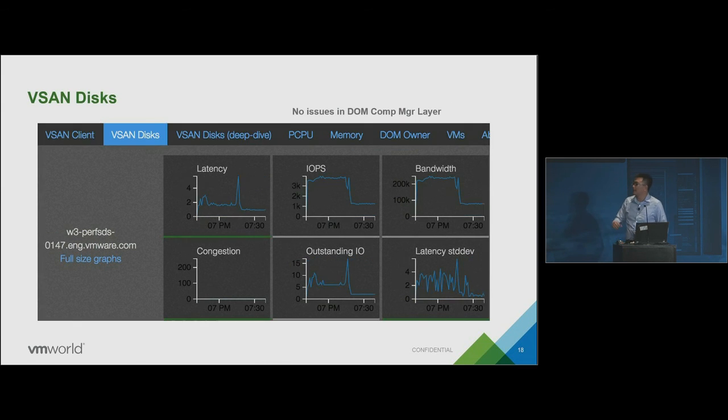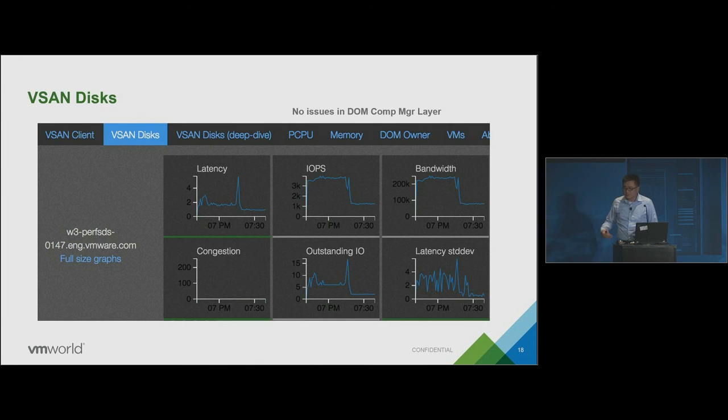Then we further work down the diagram and reach the VSAN disks, which is also known as the DOM component manager layer. In this layer, we find that the latency is actually fine. So the problem is not coming from the VSAN disks layer. Notice that the IOPS and bandwidth actually drop. This is simply because the higher layer stops issuing IO to this layer. It does not mean there's a problem. So from here, what we learned is the performance issue is not coming from below the VSAN DSys layer. Right? So we can rule those out for the root cause.